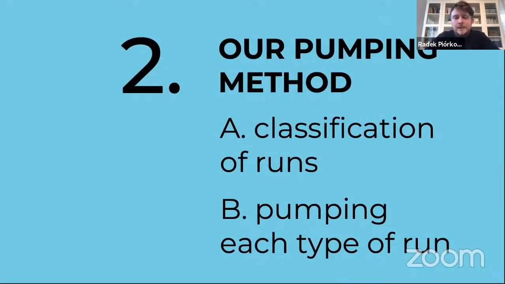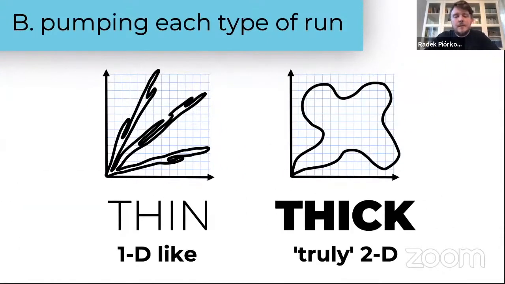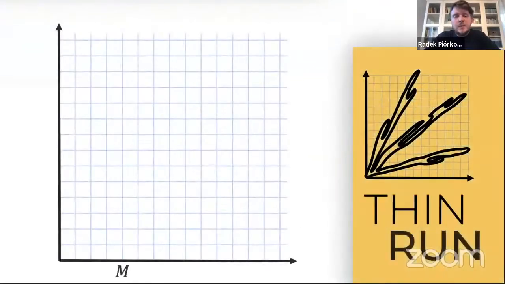So now let's take a look at all those types of runs. I will now show you the definitions of those types, and then I will show you how you may pump those types of runs. As I already mentioned, bounded runs are not very interesting, so we omit them. And now we are left with two interesting cases, that is thin and thick runs. What is a thin run?